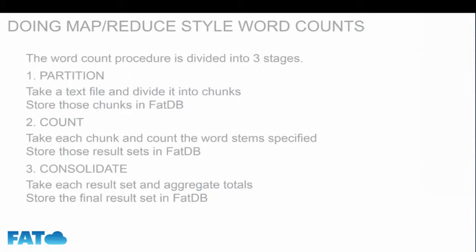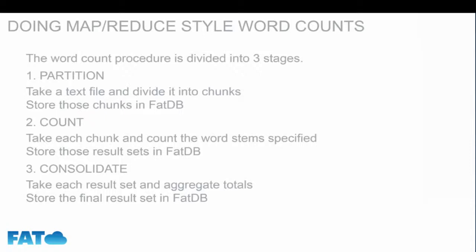Right now, we're not doing a comprehensive full alphabetical count. We're specifying some word stems that we're interested in and seeing the occurrences, and storing those result sets back into FatDB. Then finally, in the reduce stage, we're consolidating all the results by taking each result set and aggregating the totals, and we're going to store the final result set back into FatDB.